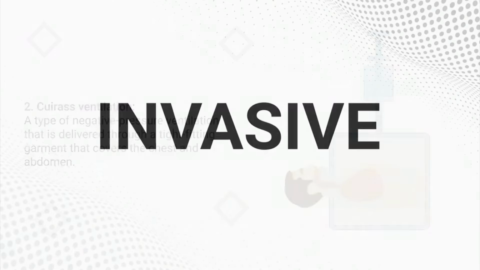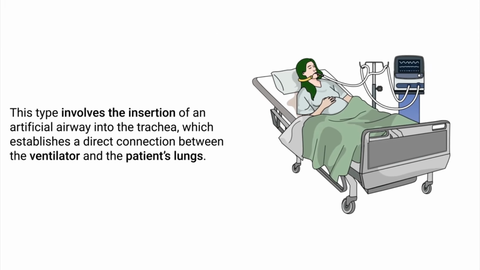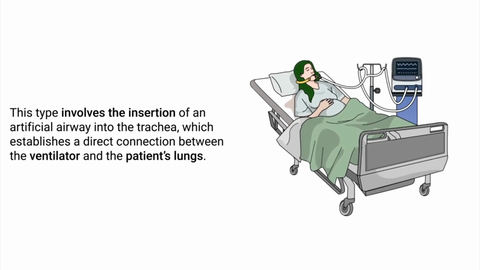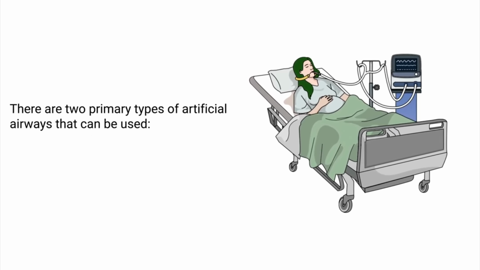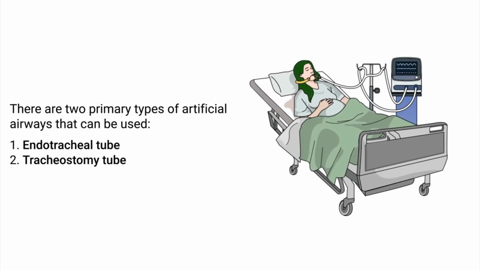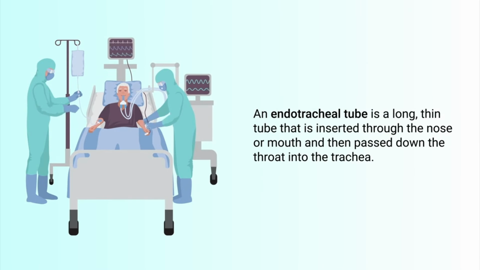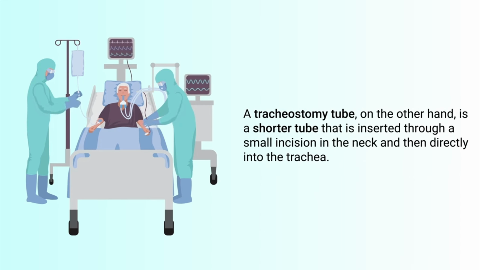And the next type is invasive mechanical ventilation. This type involves the insertion of an artificial airway into the trachea, which establishes a direct connection between the ventilator and the patient's lungs. There are two primary types of artificial airways that can be used: endotracheal tubes and tracheostomy tubes. An endotracheal or ET tube is a long, thin tube that is inserted through the nose or mouth and then passed down the throat into the trachea. A tracheostomy tube, on the other hand, is a shorter tube that is inserted through a small incision in the neck and then directly into the trachea.